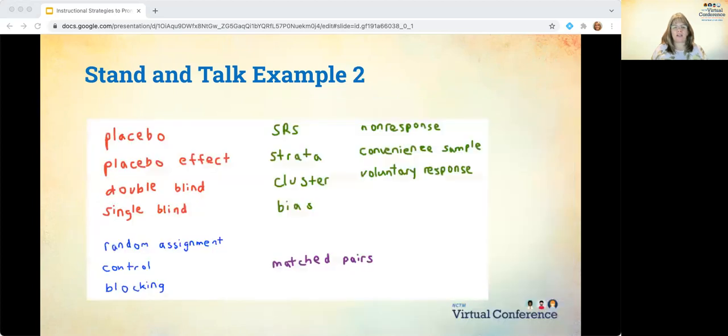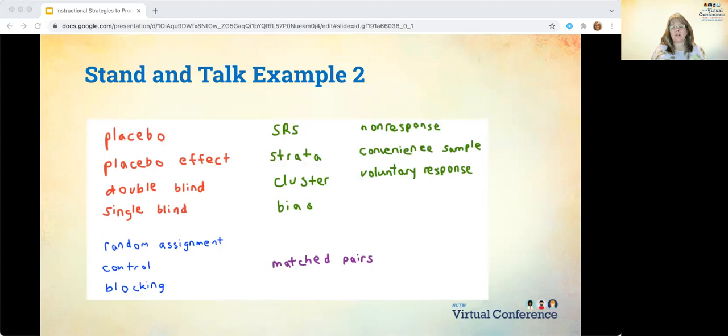Here's another example of a stand and talk I did with my students. We were reviewing our unit on experimental design, and I asked them, what vocabulary words aren't you sure about? What words do you remember that they exist, but you don't know what they are? And the students gave me a list. And then rather than saying to them, okay, I would like you to ask me about these words, which ones don't you understand? I would have heard crickets if I asked that question.